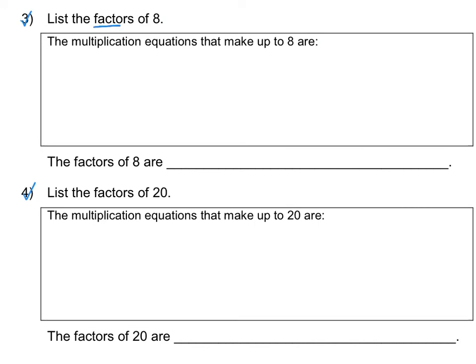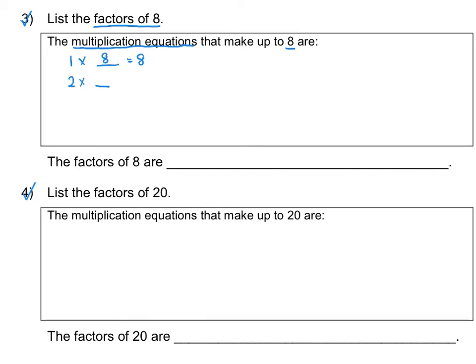List the factors of 8. So in order to list the factors of 8, what must we do first? There is a very big clue given to you. We got to list the multiplication equations that make up to the number 8. So when we do listing, we always do it step by step. We start from 1 times what gives 8. So you ask yourself, 1 times what gives 8? 1 times 8. Good.